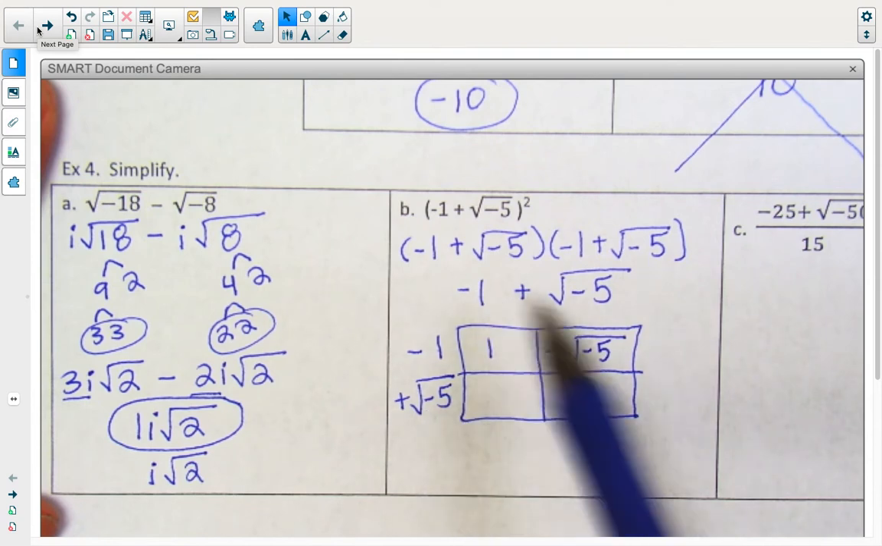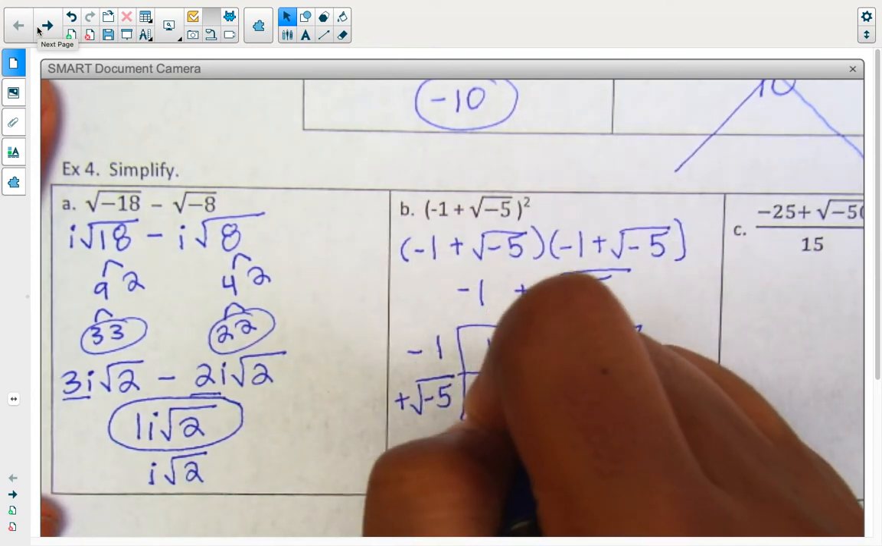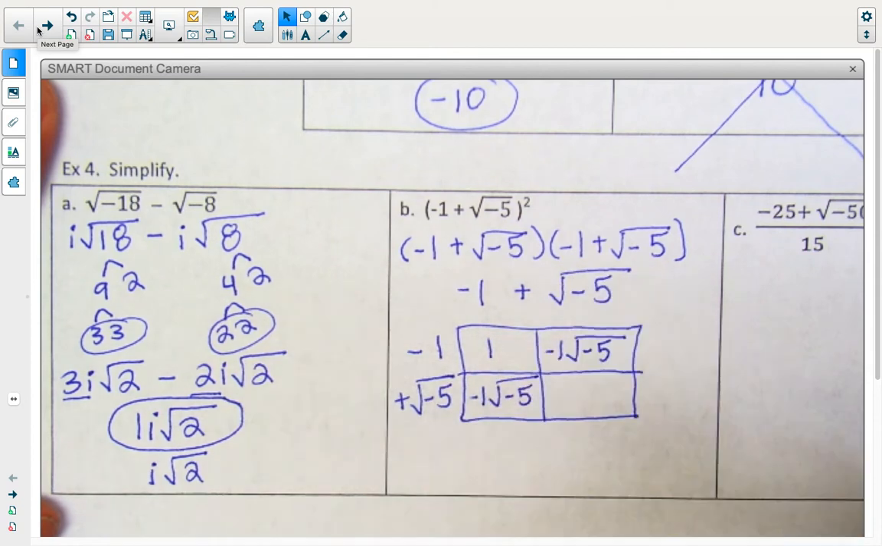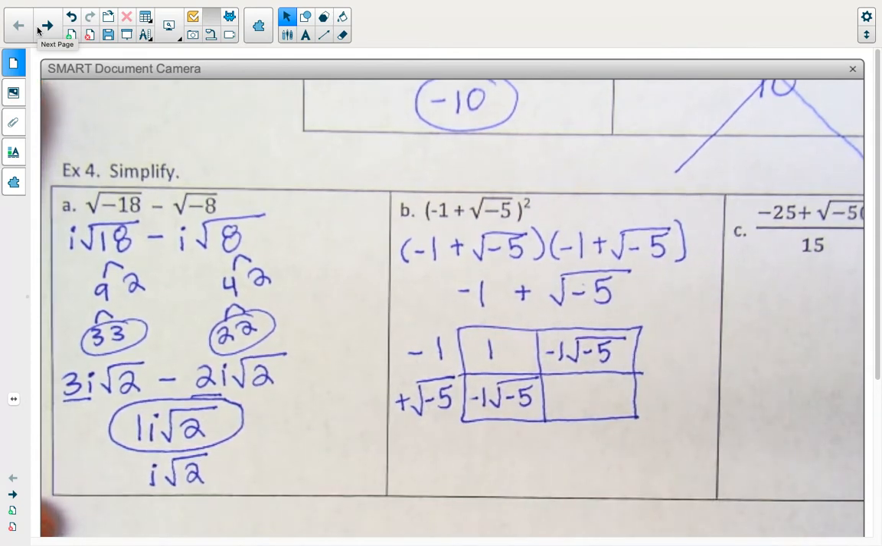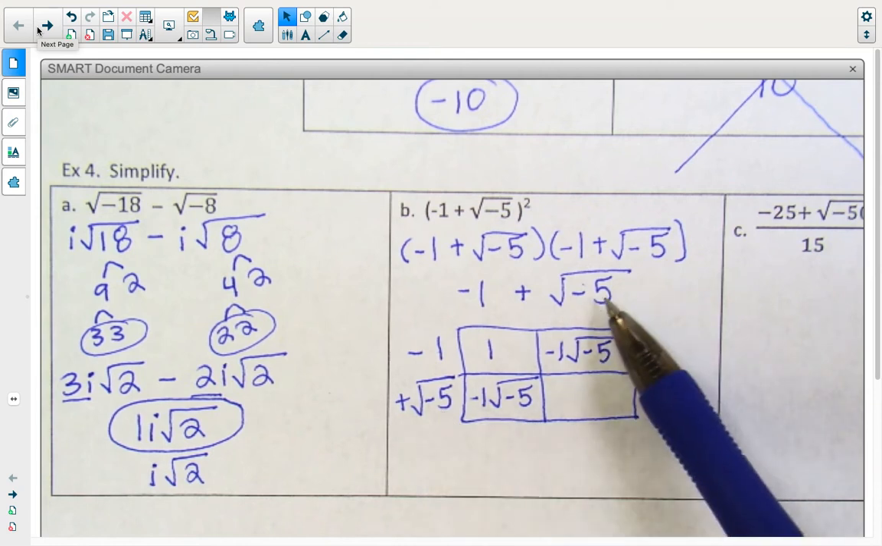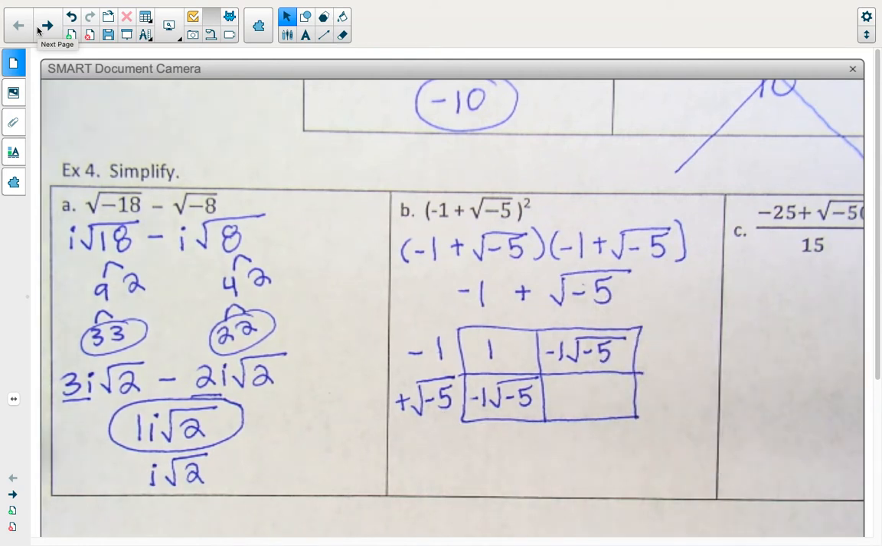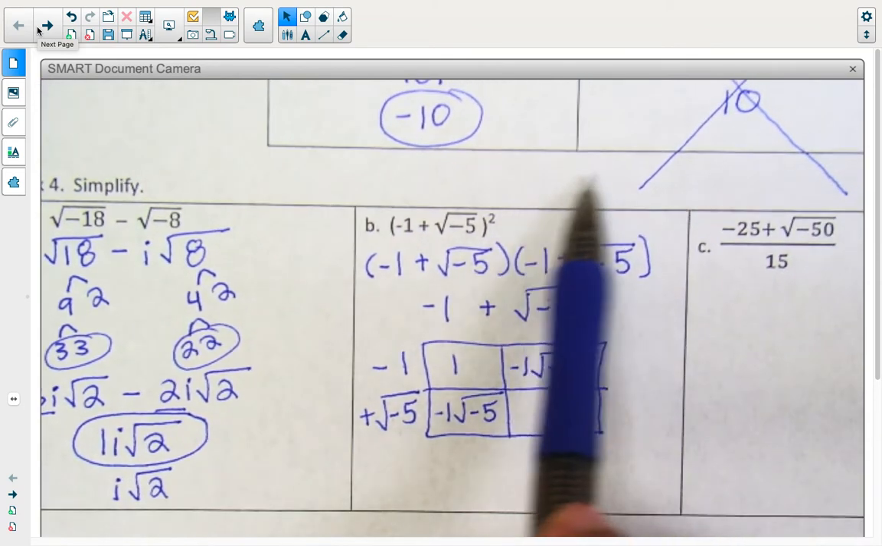Square root of negative 5 times negative 1 is negative 1 square root of negative 5. And then these two, when I multiply this, keep in mind that's what we just got finished talking about. And I'm actually going to do a little side note off to the side. Do not do the square root of -5 times the square root of -5. I'm going to write that probably in this little space up here.